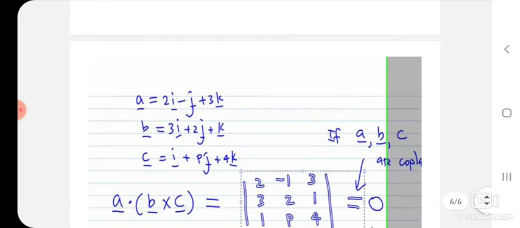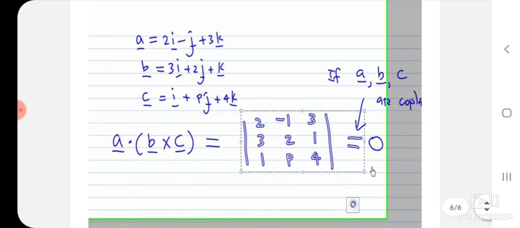Second numerical. We have to show that all three vectors are coplanar. If the scalar triple product of these three vectors is equal to 0, then we can show that they are coplanar. Vector A is equal to 2i minus j plus 3k, vector B is equal to 3i plus 2j plus k, vector C is equal to i plus pj plus 4k, and these three vectors are coplanar. On that basis, we have to find the value of p.